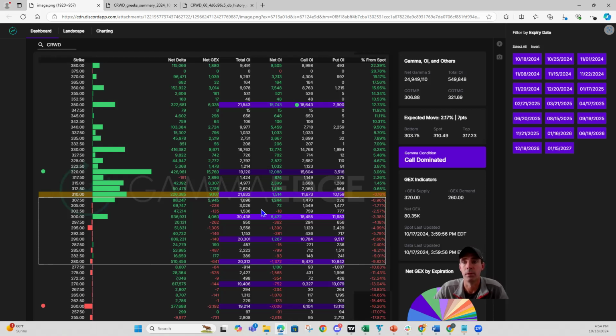On the web app, we're looking at the transition. Spot price closed above the transition, which is very important for a stock to maintain. Then we look for 320 above us, which is the PGEX level. And then COI is up here at 350, depending on what your time frame is.